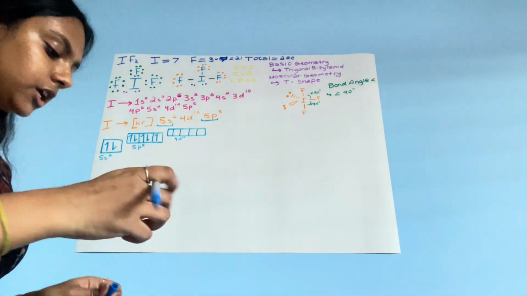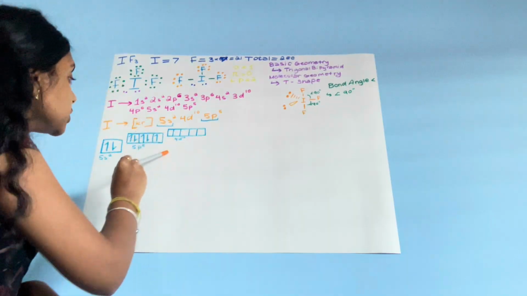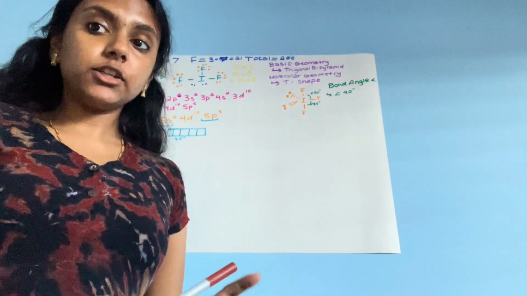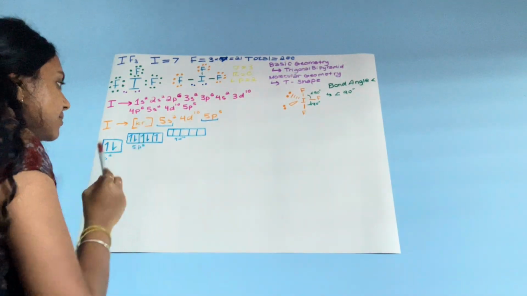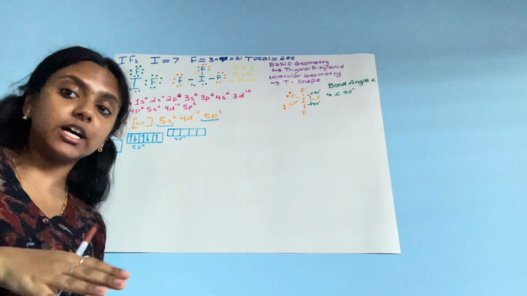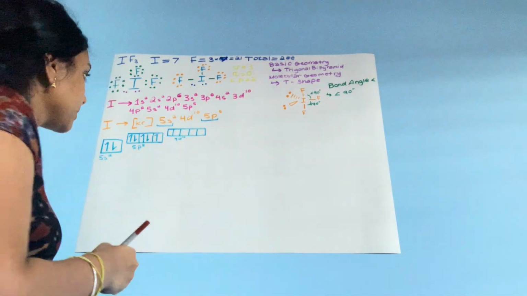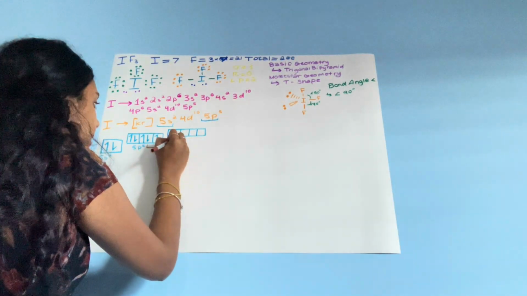Now we are going to be doing a process called electron energization. So to energize, we are going to be taking one electron from 5p5 and we're going to energize it, or promote it, to 5d10. So let's take one electron and put it there.